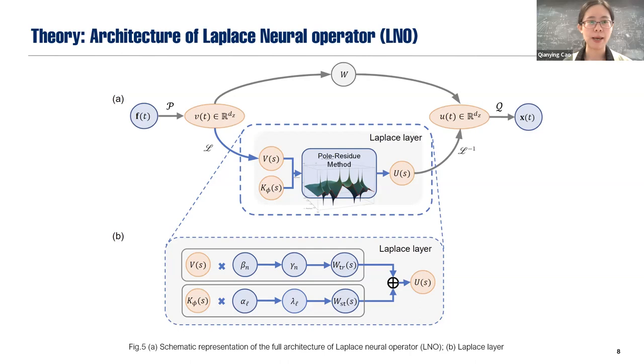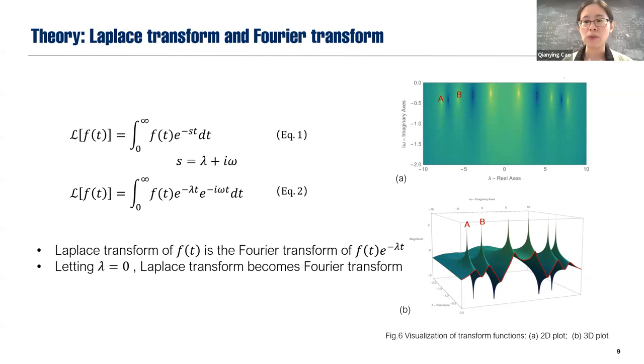Before discussing the details of the Laplace layer, let us introduce two concepts. One is the Laplace transform, another is the pole-residue form. First, we explain the relationship between Fourier transform and the Laplace transform, and the advantage of the Laplace transform.